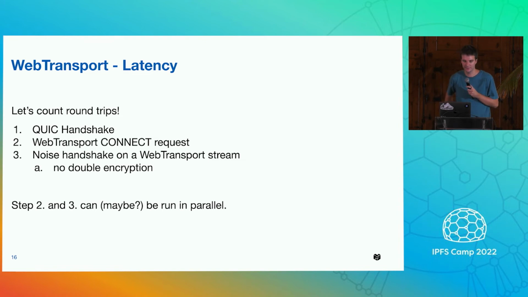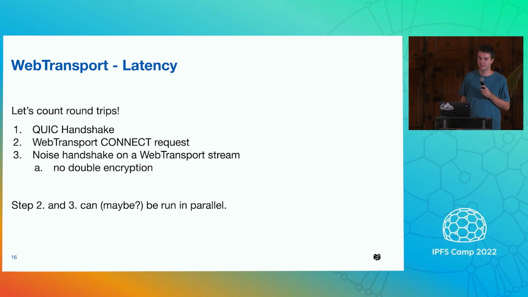So let's count the round trips here. We have one round trip for the QUIC handshake. We have another round trip for the WebTransport connect request. And then we need to run another handshake, a Noise handshake, to verify the peer's peer ID. So in total, these are 3 round trips. But we can probably get this down to 2 round trips.